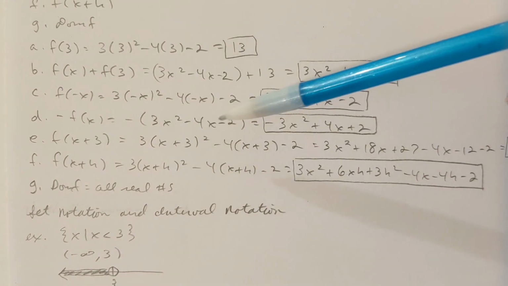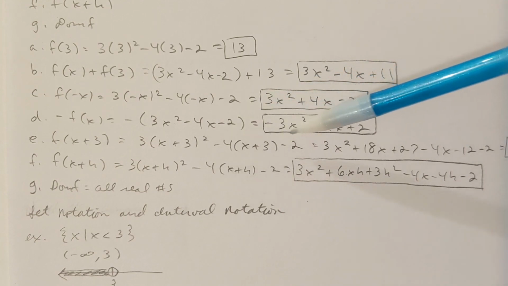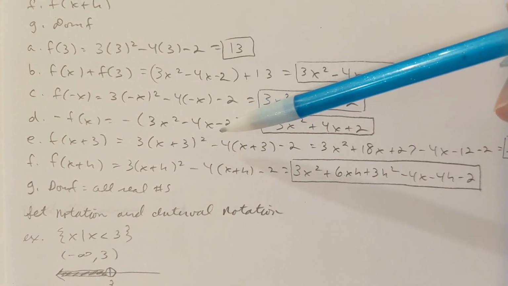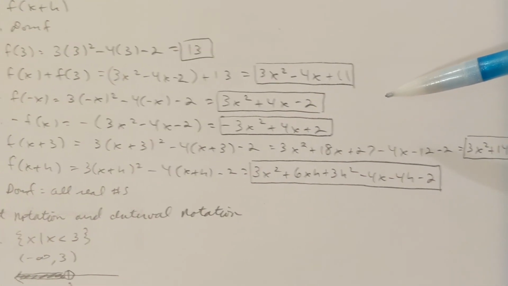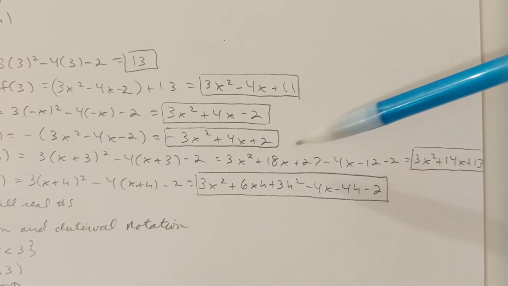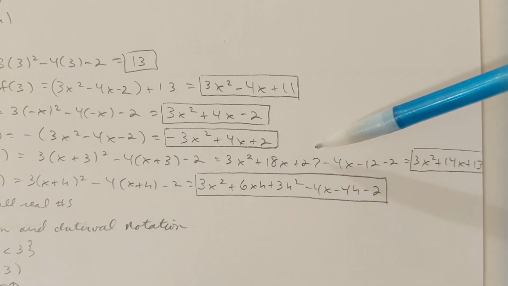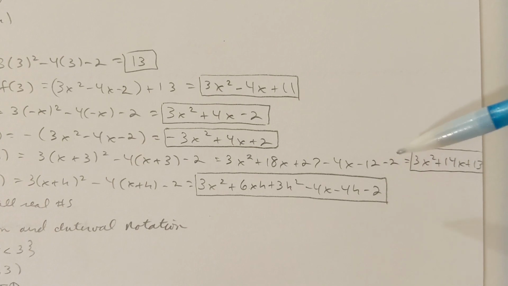f of x plus 3 means that I've got to replace x with x plus 3. So I've done that. 3 times (x plus 3) squared minus 4 times (x plus 3) minus 2. Okay, that would be equal to 3x squared plus 18x plus 27, when I FOIL that out, minus 4x minus 12 minus 2, equals 3x squared plus 14x plus 13.